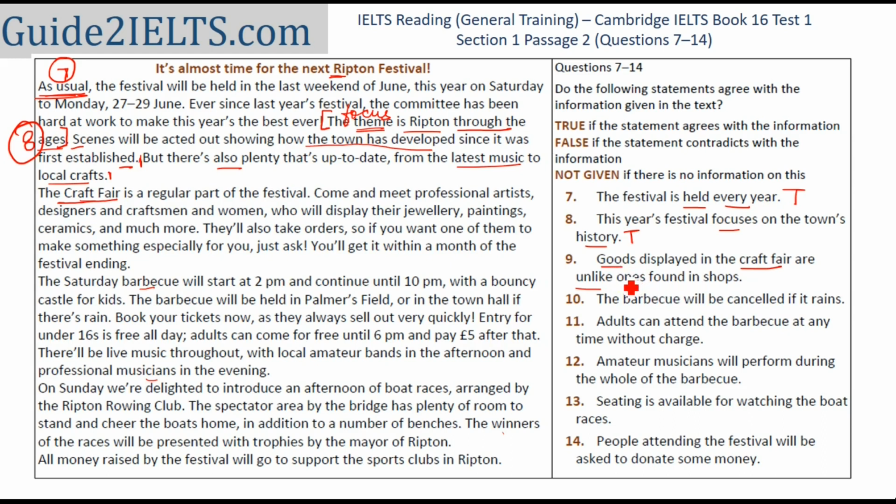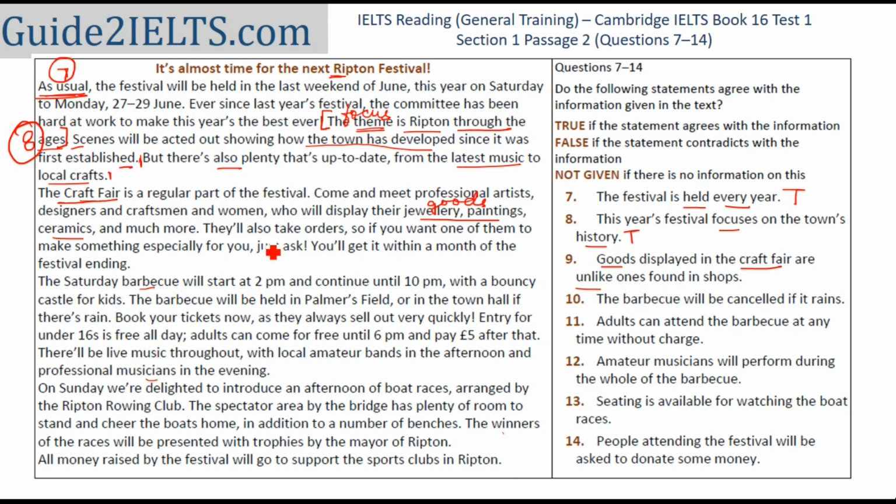Let's start. Craft fair is a regular part of festival, professional artists, designers, women. So I'm skipping some information because I know I'm looking for what is sold, not who is selling it or who has designed the things, etc. So they'll display jewelry, paintings. Now these are the goods that are displayed. What information do we have about these goods?